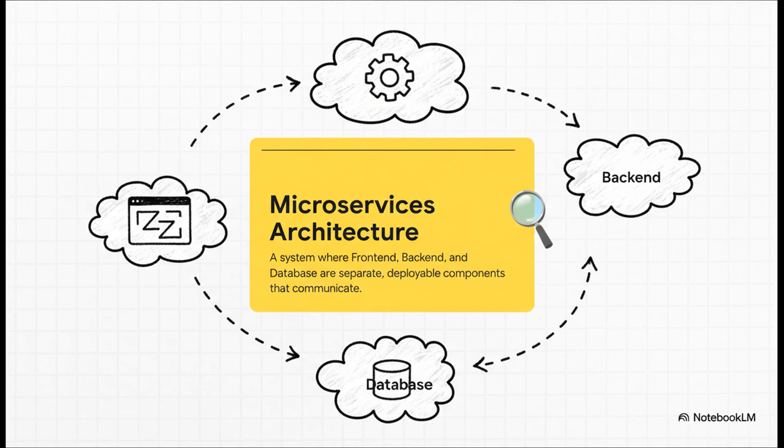Now, what's super cool about how this project is built is its architecture. It's not just one giant blob of code. Instead, think of it like this: the front end, the back end, and the database are all separate little applications. They're independent, they can be worked on separately, but they all talk to each other to get the job done. This approach, it's called a microservices architecture, makes the whole system way more flexible and easier to manage.